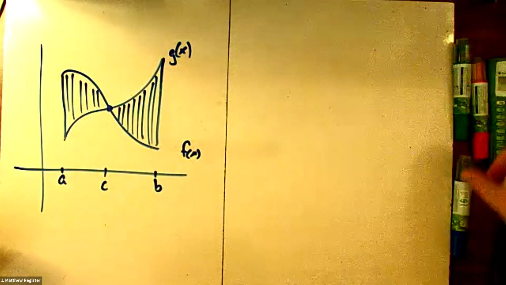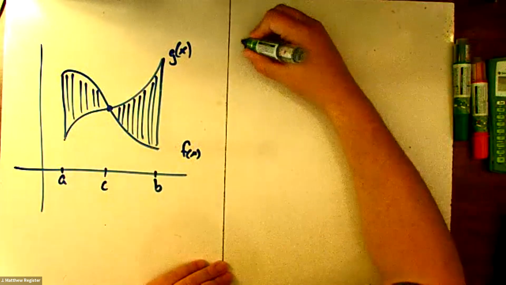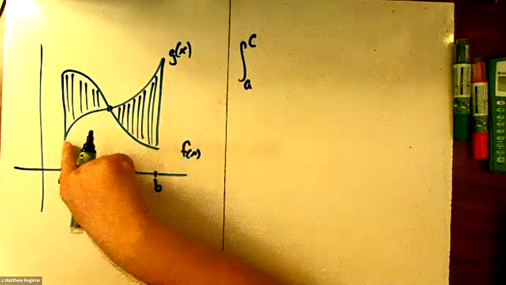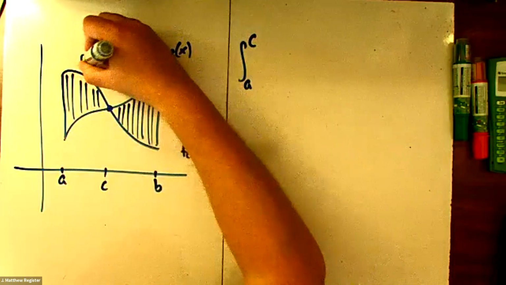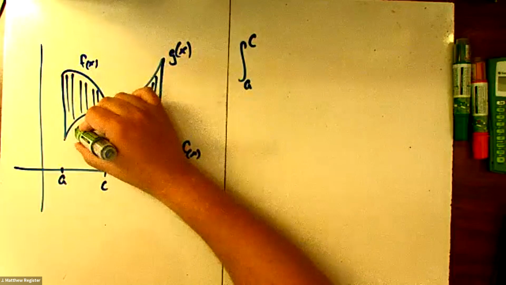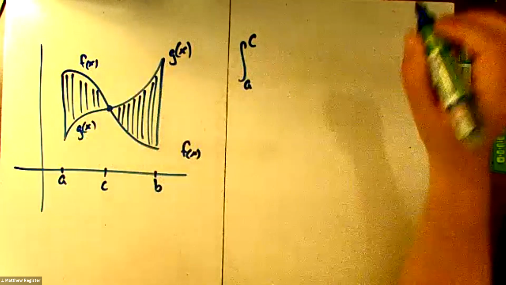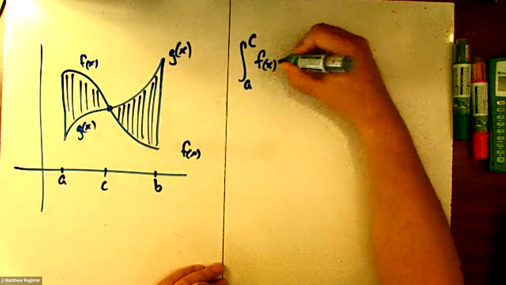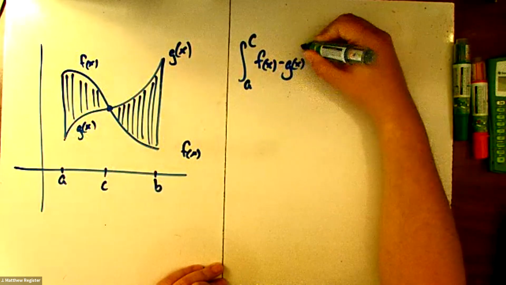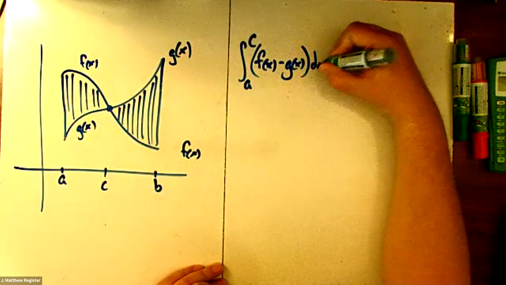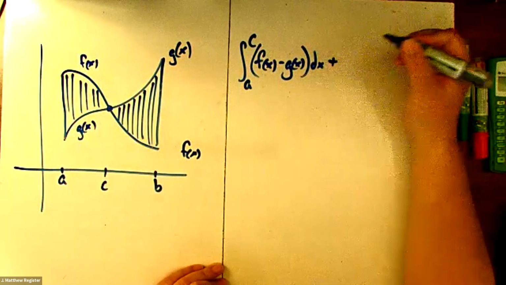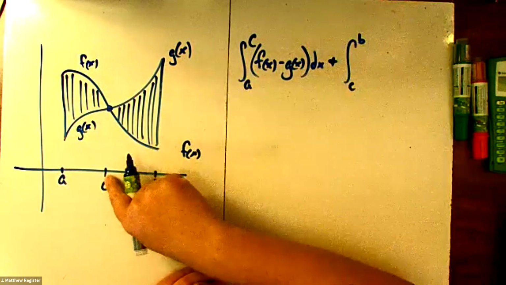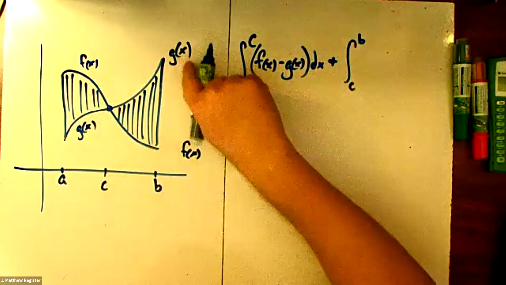And so the formula for this would be the integral from a to c. And on the interval from a to c, we see that the function f of x is on top and g of x is on the bottom. And so this would be a to c of f of x minus g of x dx. And then we would add the integral from c to b of g minus f.